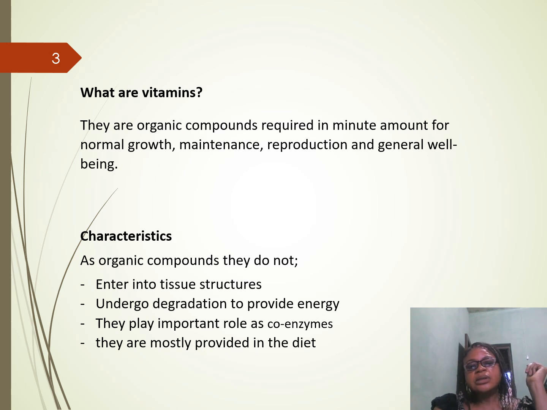Remember, protein, carbohydrates, lipids, which are the macronutrients, are also organic compounds. So let's look at the characteristics of vitamins. What makes them distinct from these other organic compounds? They do not enter the tissue structures, unlike the protein. They do not undergo degradation to provide energy. Rather, they play an important role as coenzymes. In other words, they work with the enzymes in the proper metabolism, activating the chemical reactions that promote proper metabolism of the macronutrients. They are mostly provided in the diet, meaning that just a few of them are synthesized in the body. It has to come from diet.